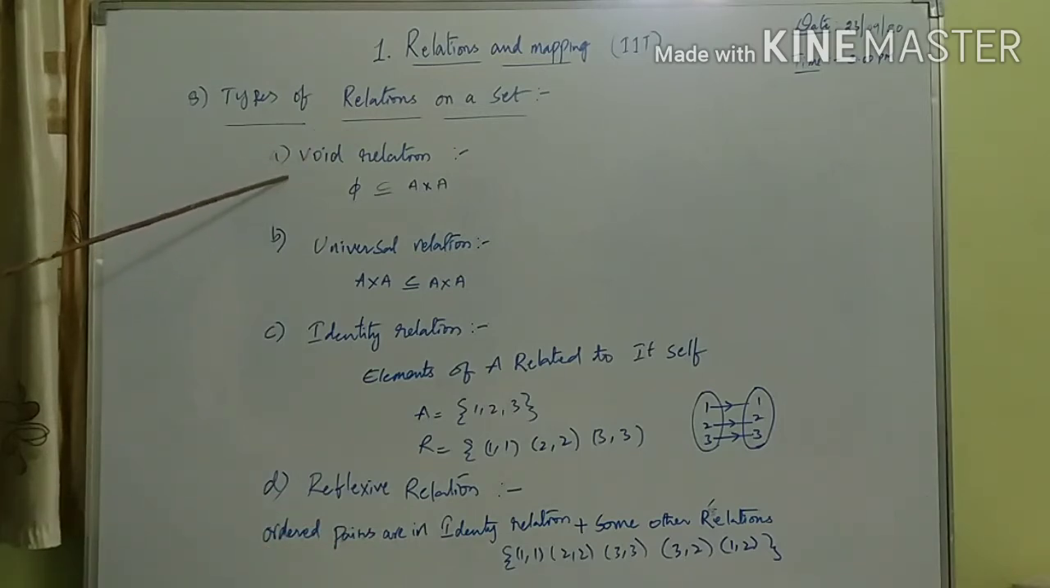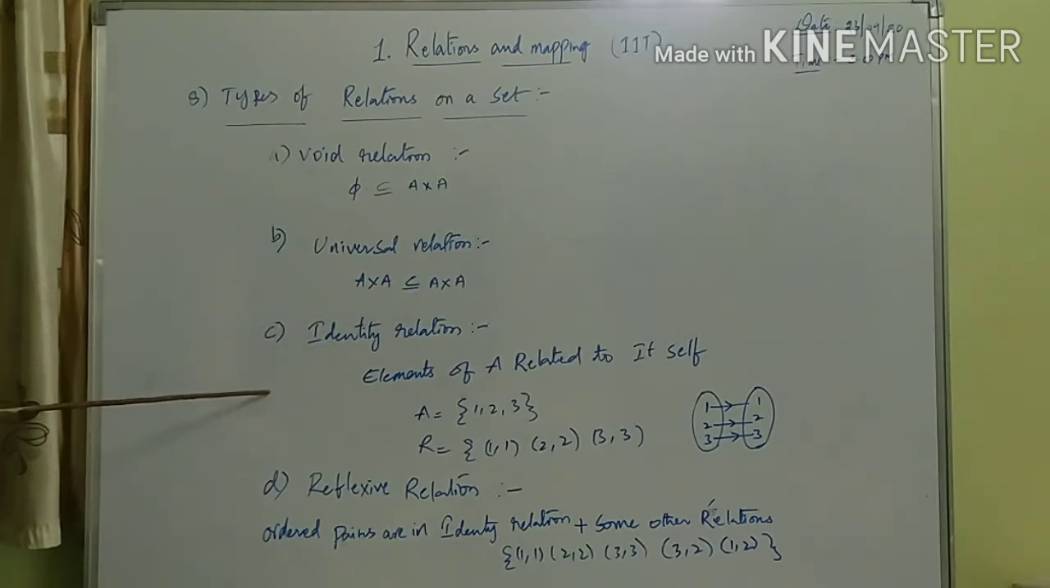First, void relation. The void set is a subset of any relation. So here the void set is a subset of A cross A, which is one of the relations. Next one, B, universal relation. A relation that is a subset of itself is called the universal relation. Here A cross A is a subset of A cross A.